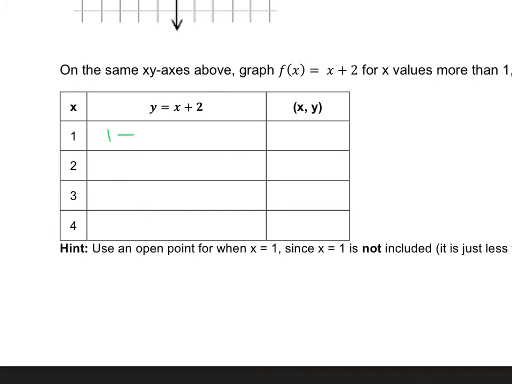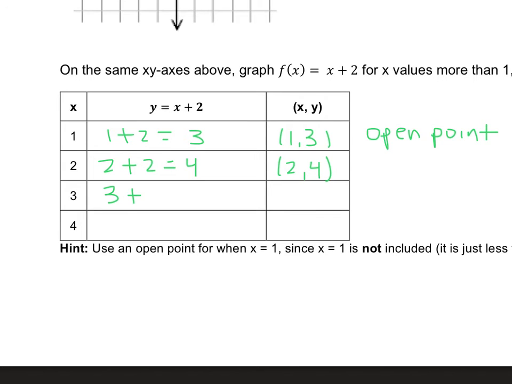If we plug in a 1, we get 1 plus 2, which is a 3. So that gives us the point (1, 3), and 1 is not included, so this will be an open point. And then plug in a 2, so we get 2 plus 2. The y value is 4. We get the point (2, 4). Plug in a 3, we get 3 plus 2, so that's a 5, (3, 5). And then a 4 plus 2, we get 6. So we get the point (4, 6).